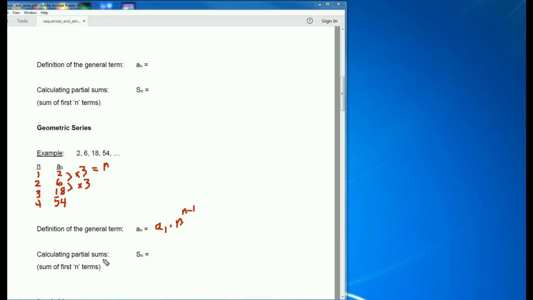The partial sums, you can calculate this for a geometric series. I haven't seen this one used as often, but it doesn't hurt to know it. So the partial sum formula is a sub 1 times 1 minus r to the n, over 1 minus r. Okay, I've seen that one come up maybe once or twice, not as often. All right, I'm going to erase and go on to the next page.